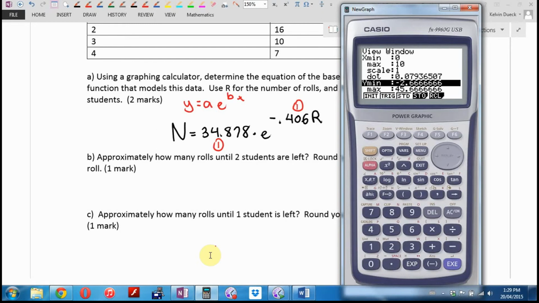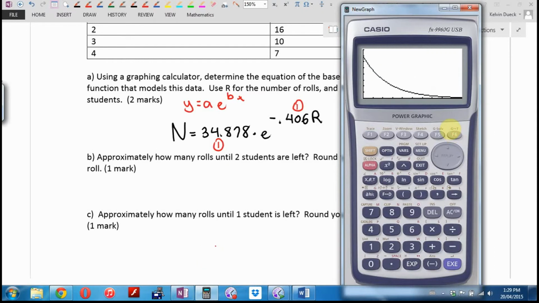Y is the number of students. The fewest number of students I can have is everybody's out. And what did I start with? What was the maximum number of students? 36. You know what? A nice round number above 36. 40. Up by 5. 37 is fine. Draw. Hey, that looks good.